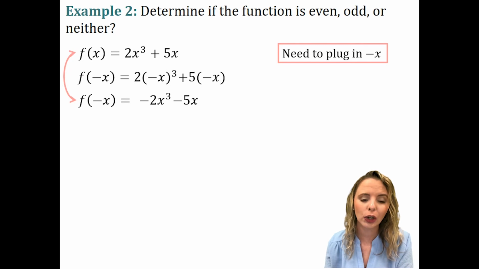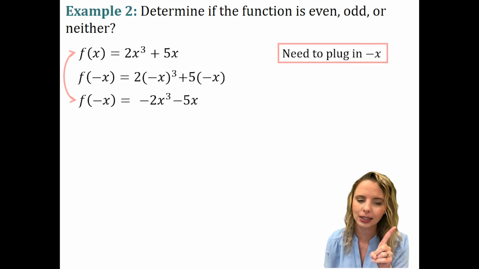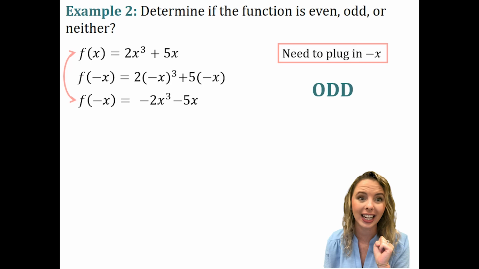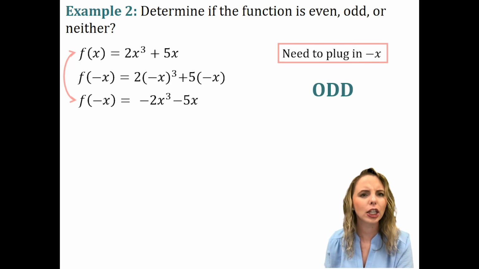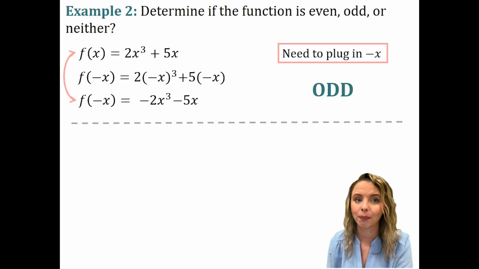So we need to compare the 3rd line with the 1st line. We have a 2x cubed and a negative 2x cubed, so that's opposite. And then we have a 5x and a negative 5x, that's opposite. Therefore, this function is odd. But let's try our other method and see if it works as well.